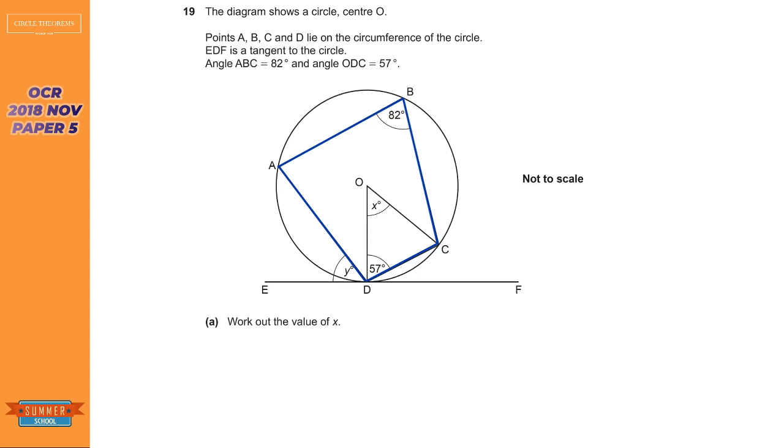There's something you need to notice, and the thing you need to notice with this question to find out x is that OD and OC are both radii. Now, if they're both radii, it means that they're equal length, which means triangle ODC is isosceles. So we can work out that angle OCD equals 57 degrees. And I'm just going to say that triangle ODC is isosceles.